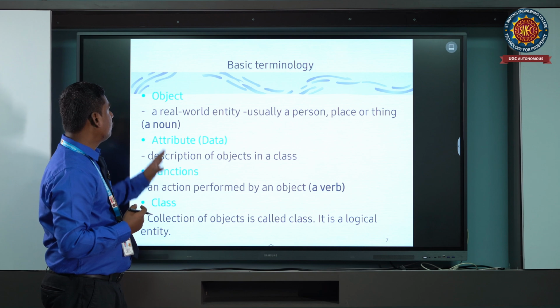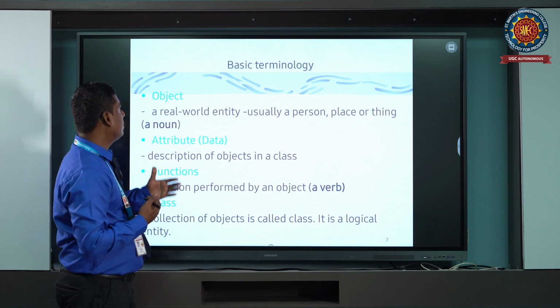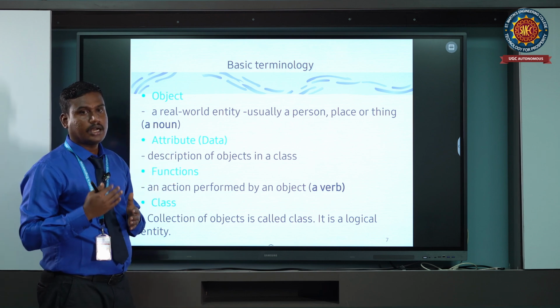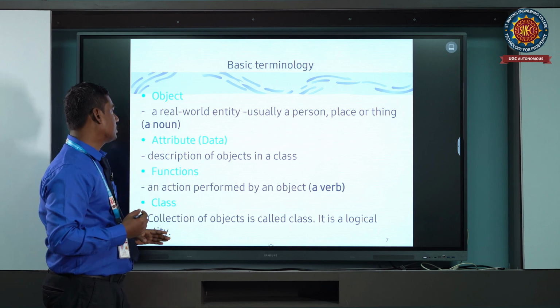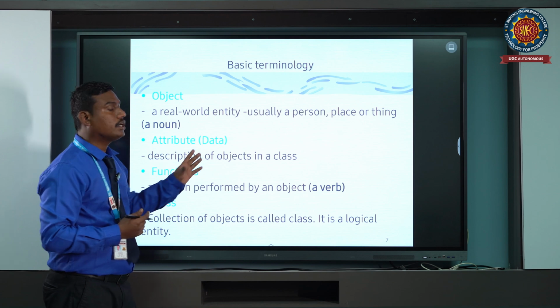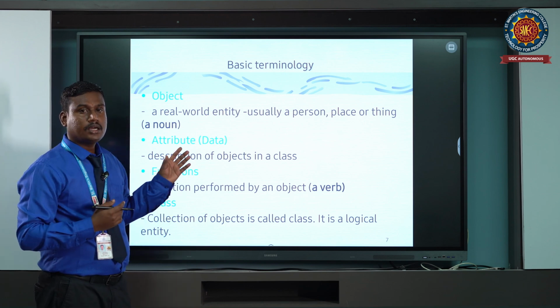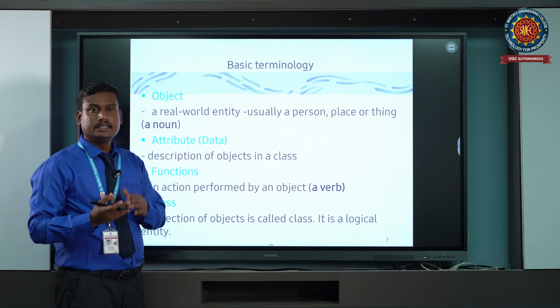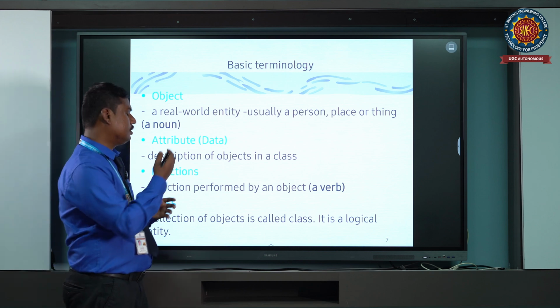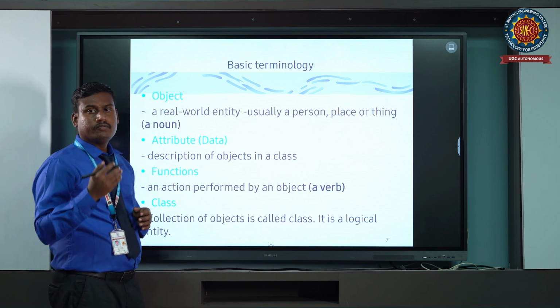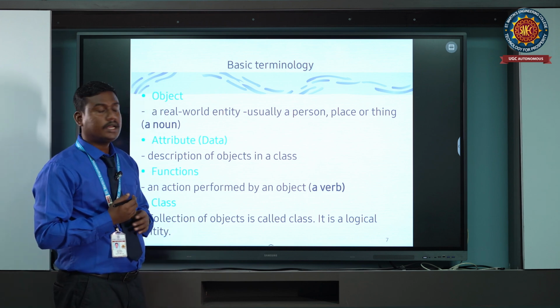Now, for example, if you are talking about one car. Car is an object. We consider car as one object. It has data. What data does a car have? The data about the car: design, registration, models, everything comes under the data.